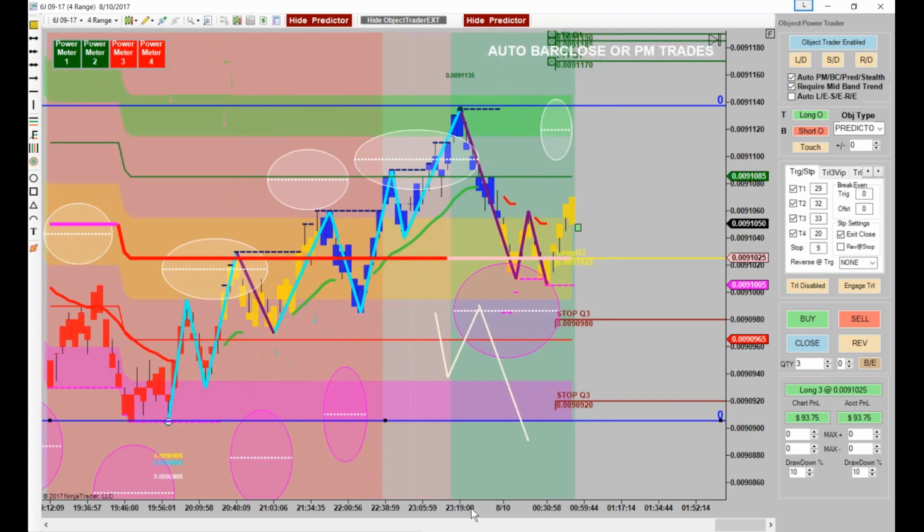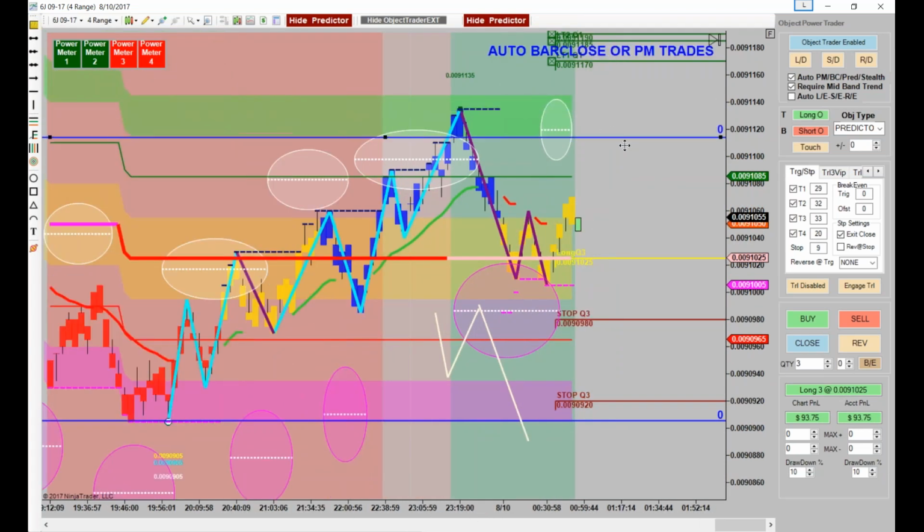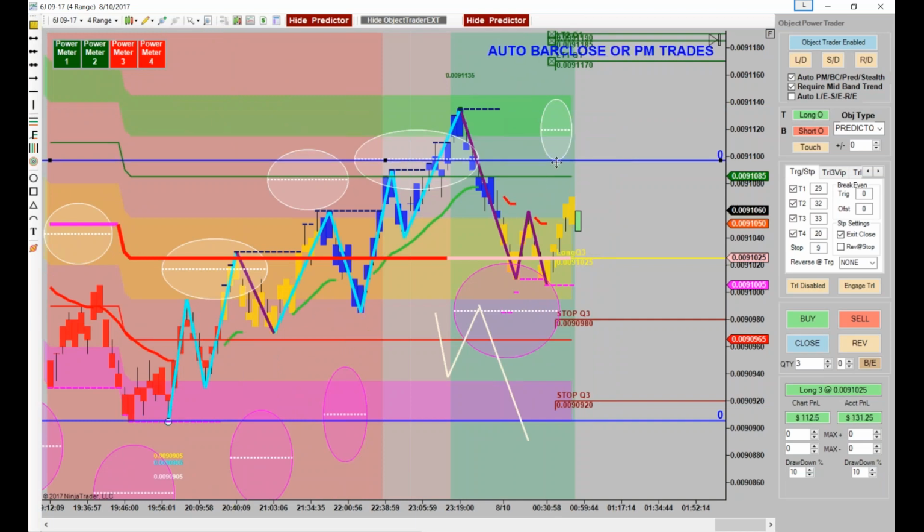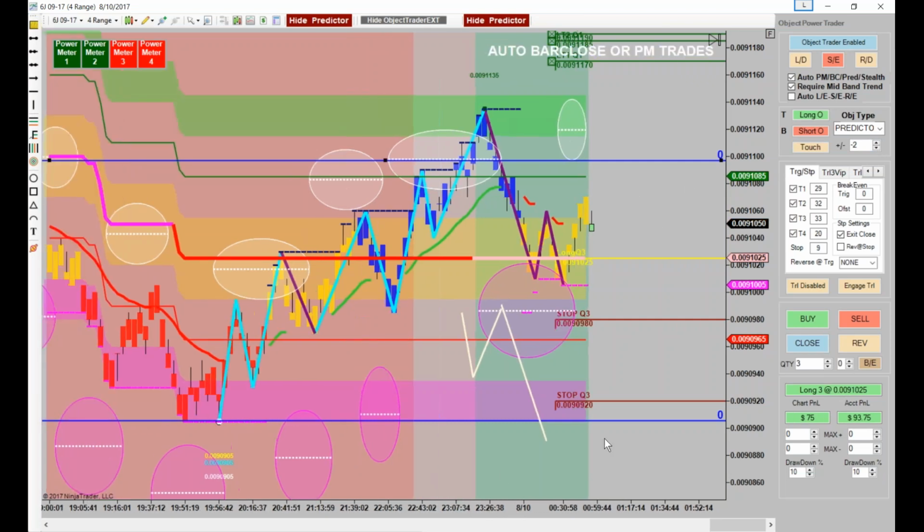Now, the way you would do that, let's just say that we wanted to take this trade right here. This is where the predictor is right now. To take this as a reversal trade, I would just simply have to turn this on. And let's say that we want to at least touch inside it. Let's touch inside it at least before we flip it. Okay, let's see if we can get something there.